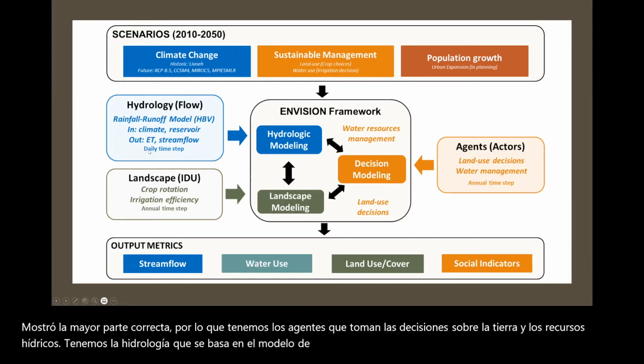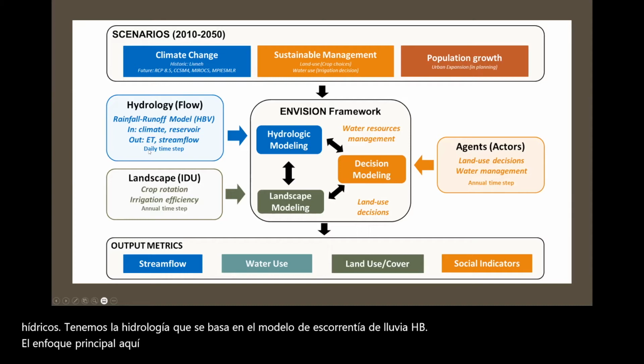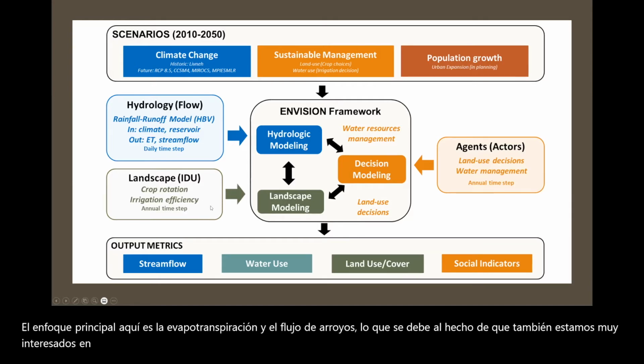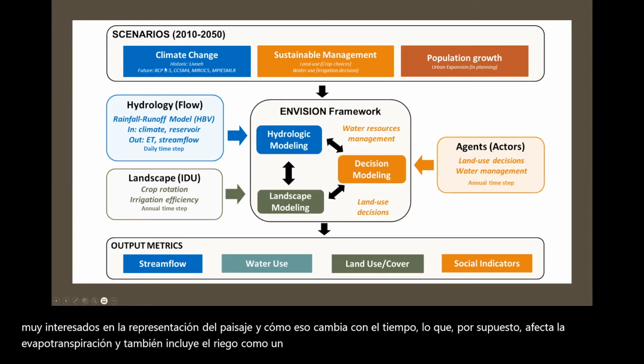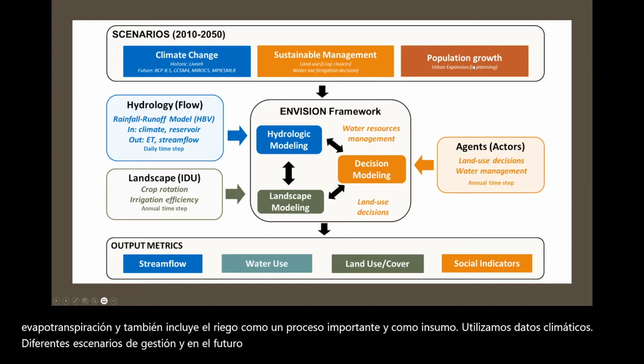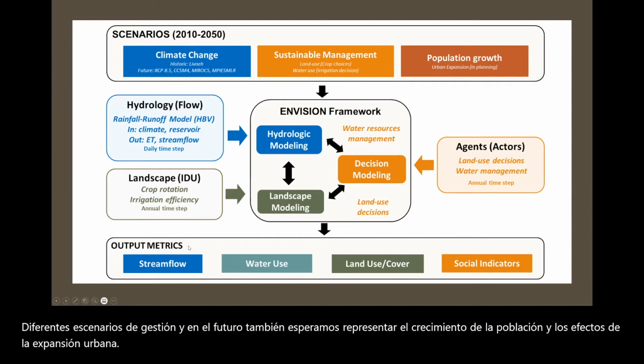A main focus here is on evapotranspiration and stream flow, which is due to the fact that we are also very interested in the landscape representation and how that changes over time, which of course affects evapotranspiration and also includes irrigation as a major process. And as input, we used climate data, different management scenarios, and in the future, we also hope to represent population growth and the effects on urban expansion. On the output side, we have stream flow.